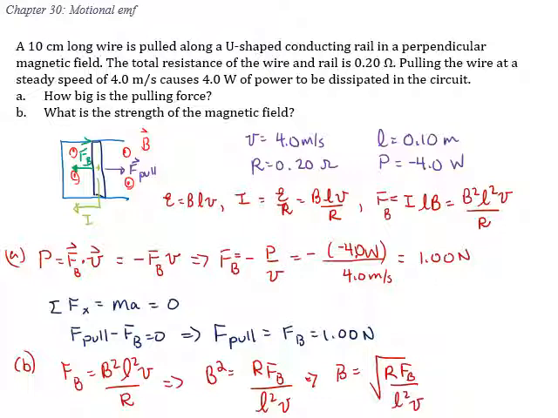We'll put in R equals 0.2, FB is 1 newton, L is 0.1 meters. V is 4 meters per second, and what we should get for our B is 2.24 teslas. The question asks for the strength of the field, so we don't have to give our answer as a vector.